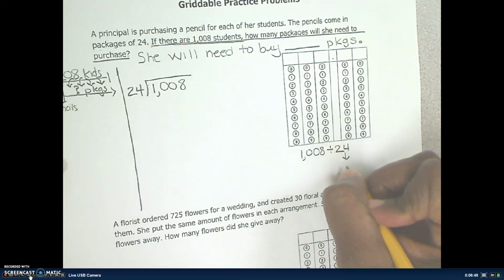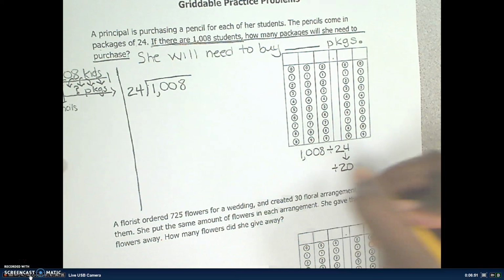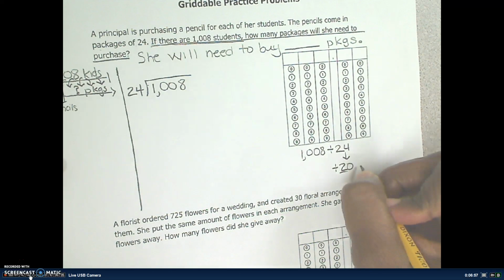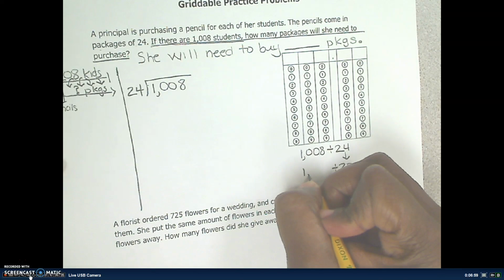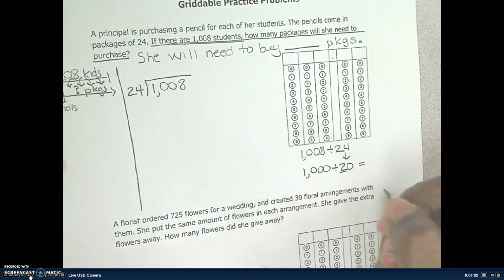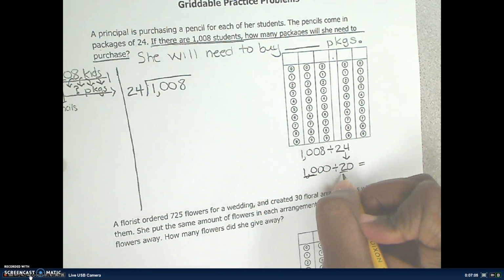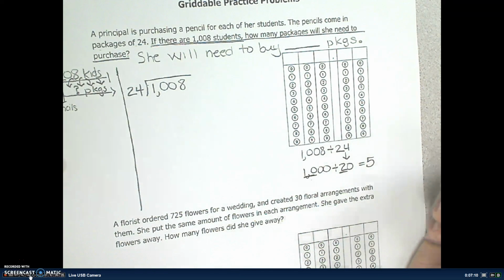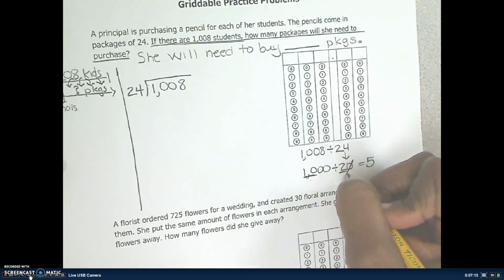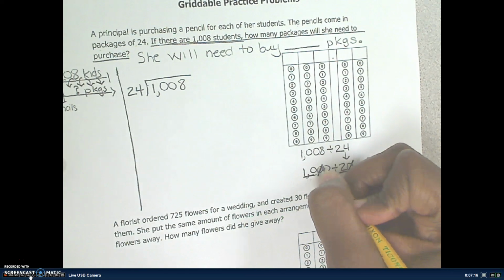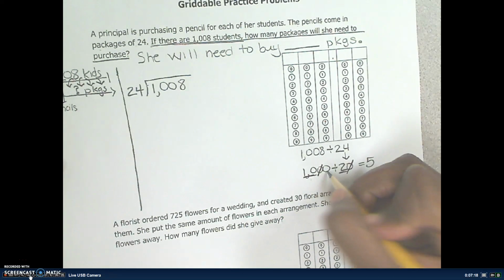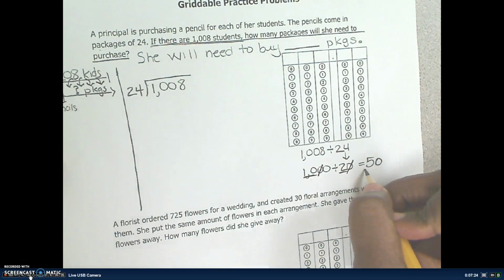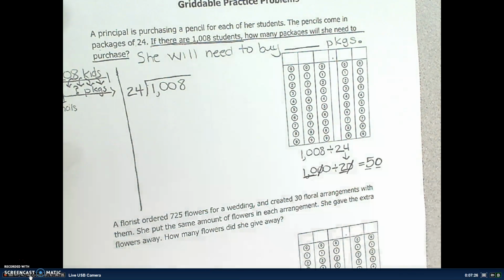I know 24 rounds to 20. What compatible number can I change 1,008 to where it will go evenly into 20? I know I can change this to 1,000 because that's going to go in evenly. I know 10 goes into 2, but I know my basic fact. 2 times what is 10? Well, I know it's 5. And then I have 1 digit in my divisor. So I'll take 1 digit away from my dividend, and I'll have 1 left. So it means my answer is going to be close to 50. So I should have 2 digits in my quotient.